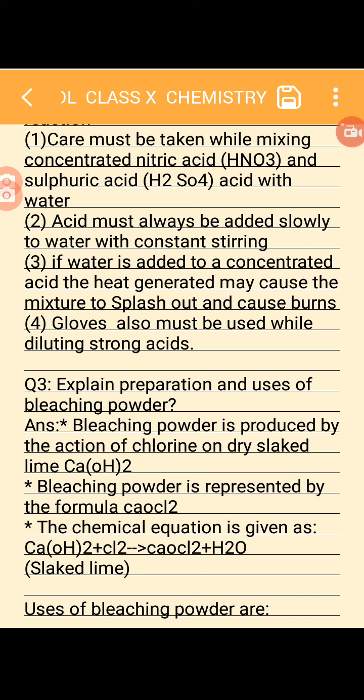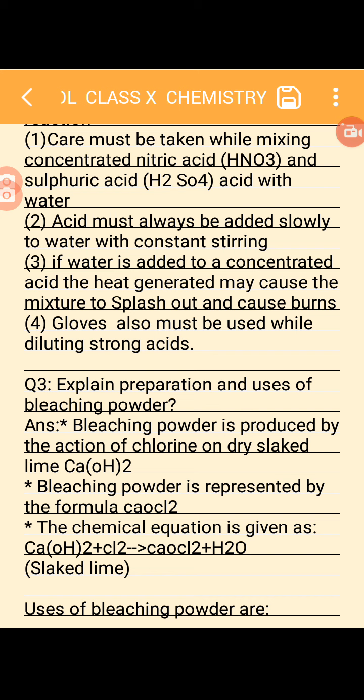Now on to the second precaution, that is, acid must always be added slowly to water with continuous stirring. Now the third precaution: if water is added to a concentrated acid, the heat liberated causes the mixture to splash out on our body, and as a result our skin burns. Now move on to the fourth point, gloves. Gloves must be used while diluting strong acids. We must use gloves on our hands, and we also have to wear a face mask while diluting strong acids.